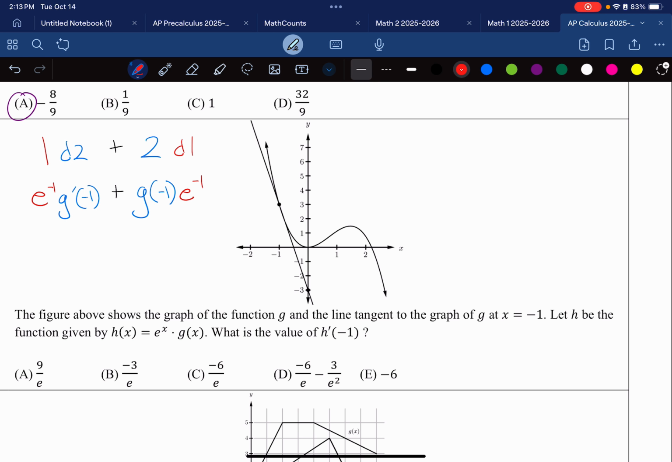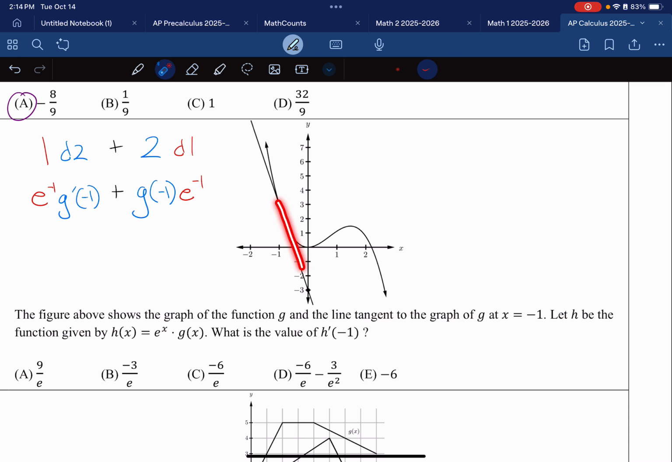All right. I think I'm ready to do this problem. What is g? I know e to the power of -1 is just 1 over e, so I can put that in the denominator. But what about this g prime of -1? That's the slope of g at -1. Well, g, okay, I'm seeing that there's our slope. Oh, okay, and it gave me some points.